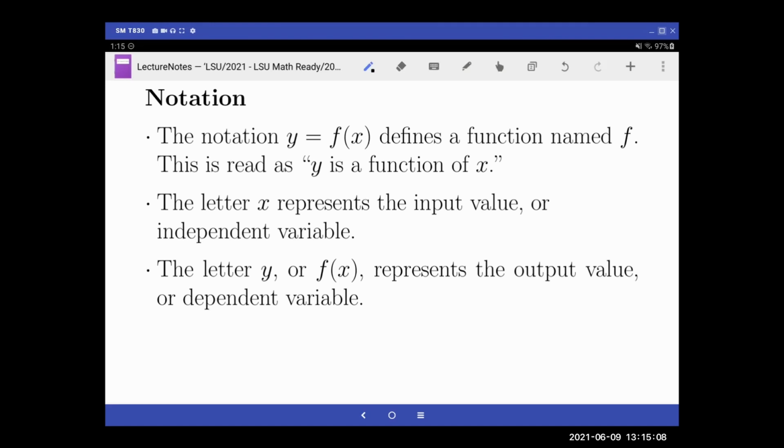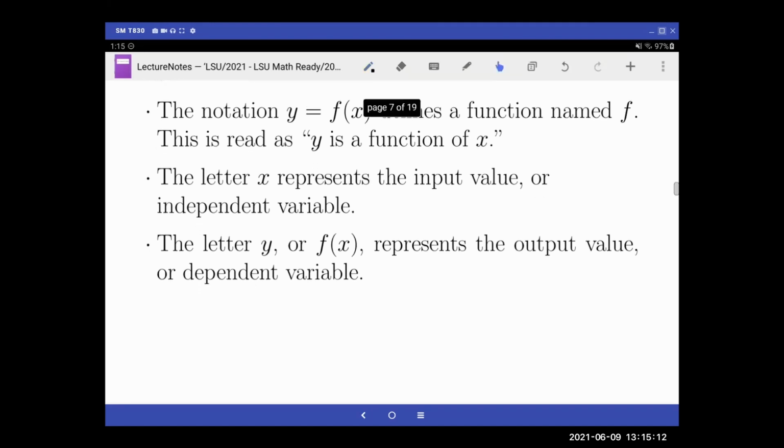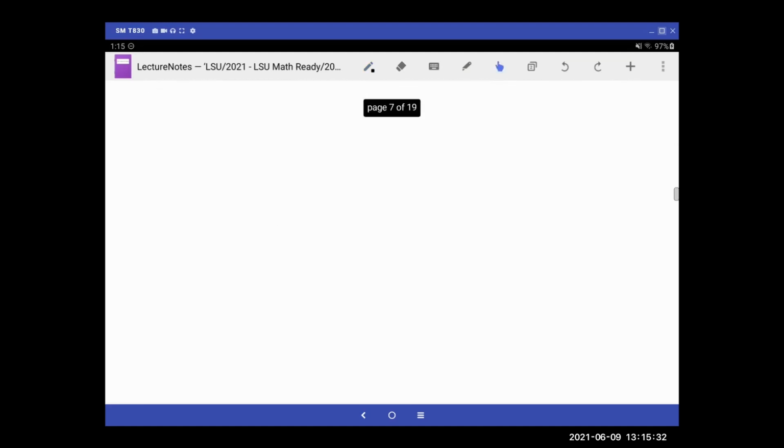Okay, so the notation y equals f of x just means y is a function of x. It's telling you that x is the input and y is the output. You really want to keep those ideas together. X is the input, y is the output based on this notation. The letter x represents the input value, the independent variable, and y is the output. So that's exactly what I just said.